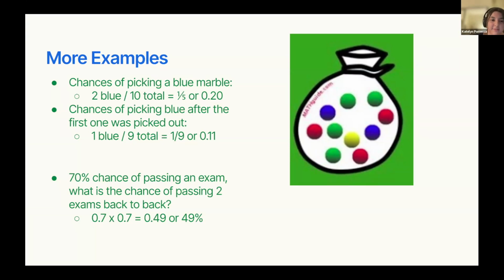So that is my little overview of probability. There's much more to talk about, but that's for probability class.